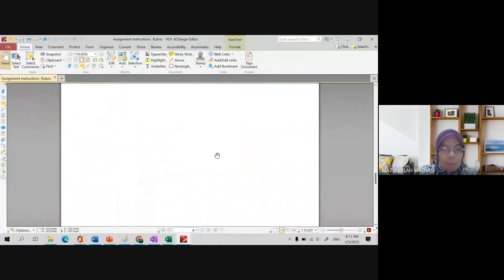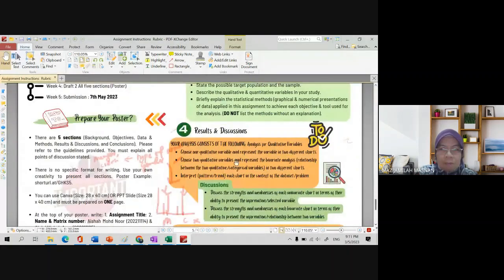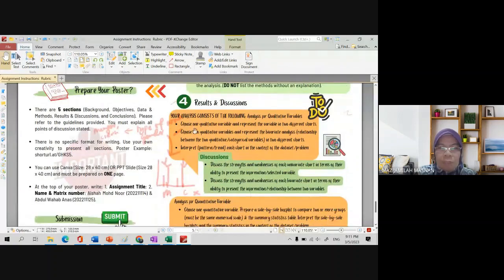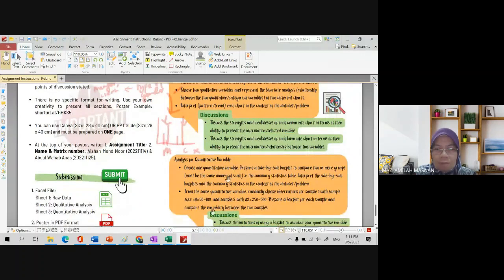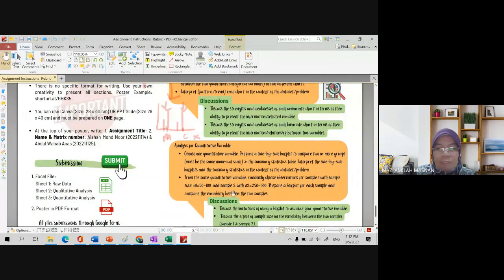Okay, now the problem is that we know that you have to do the analysis based on the qualitative and the quantitative. For the qualitative, as mentioned earlier, you have to have at least two qualitative variables, and those who have already shown me, I have agreed, so that will be no problem. Okay. But for the quantitative, the last part, that will be the fourth objective, where you have to make what we call a comparison between sample 1 and sample 2.